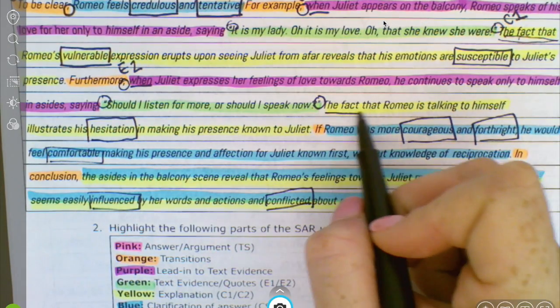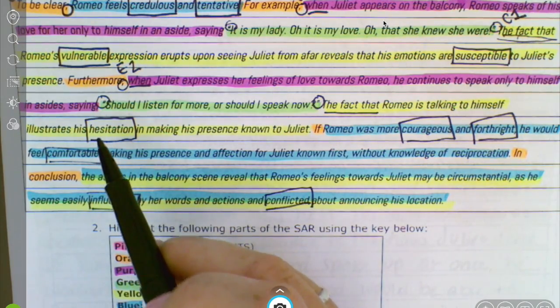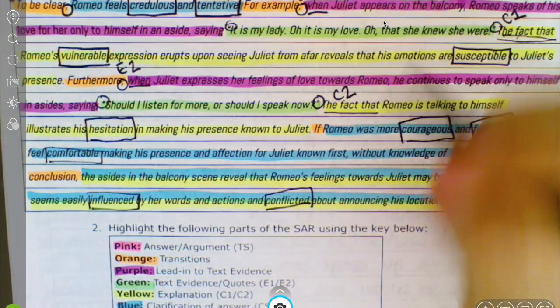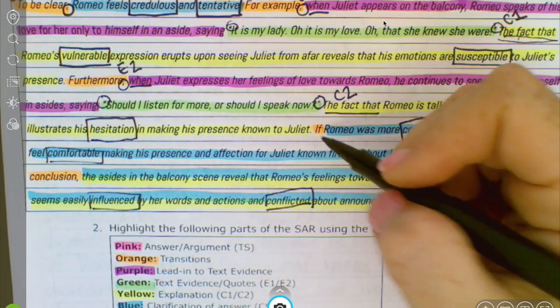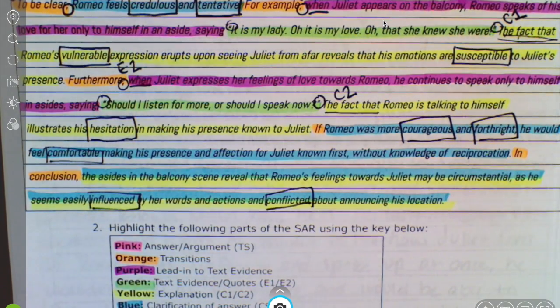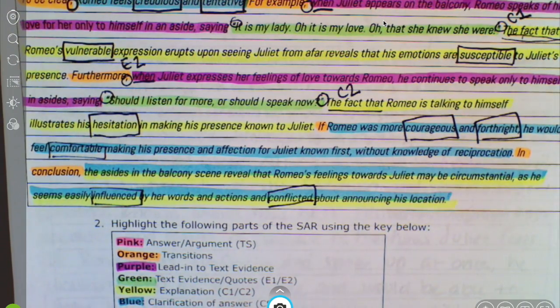Next, I see the fact that, again, which is keying me or cluing me into the fact that this is an explanation of my quote. So the fact that he's talking to himself illustrates his hesitation in making his presence known. So that's in yellow because it's explaining the quote. Okay, and that's my C2. Now I highlighted my "if" in orange. If you did not do that, that is okay, but I felt like that's a transition into another form of thinking. If yours is in blue, that's okay. You do not need to change it, all right?